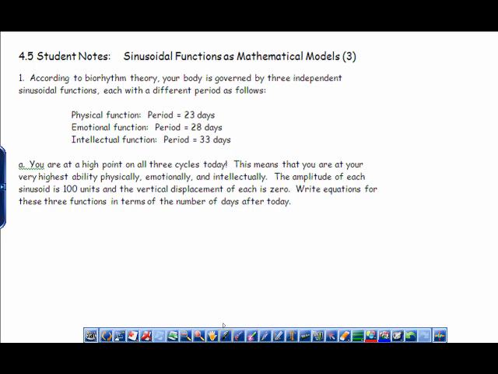Okay, so according to biorhythm theory, your body is governed by 3 independent sinusoidal functions, each with a different period, as follows. Physical function, the period is 23 days. The emotional function, the period is 28 days. And intellectual function, the period is 33 days. It says we're at a high point in all 3 cycles today. This means that you're at your very highest ability physically, emotionally, and intellectually.